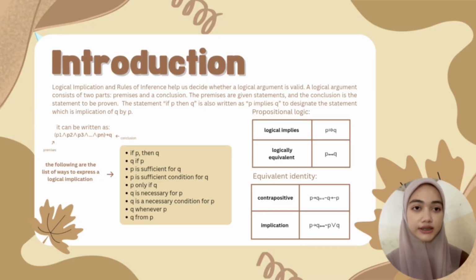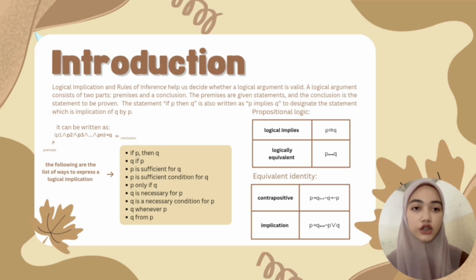For the introduction, logical implication and rules of inference help us decide whether a logical argument is valid. A logical argument consists of two parts, premises and a conclusion. The premise argues a statement, while the conclusion is the statement to be proven.